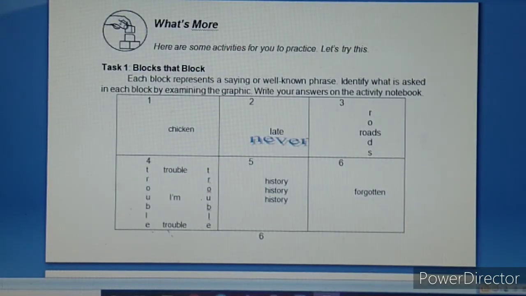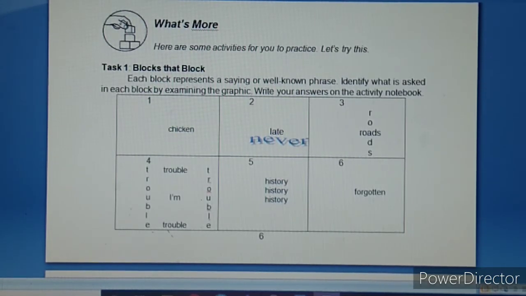Now let's move on to your first task for this lesson. We have Task 1, which is entitled Blocks. Each block represents a saying or well-known phrase. Identify what is asked in each block by examining the graphic. Write your answers on the activity notebook or in your answer sheet.